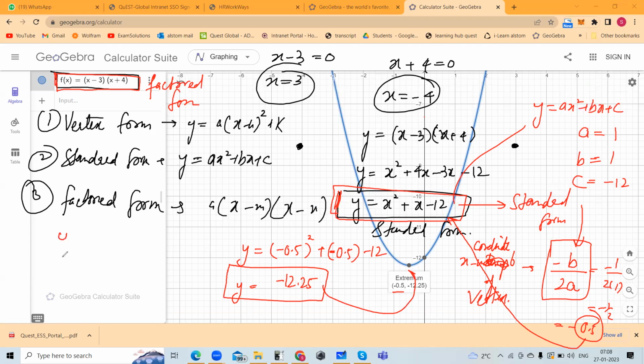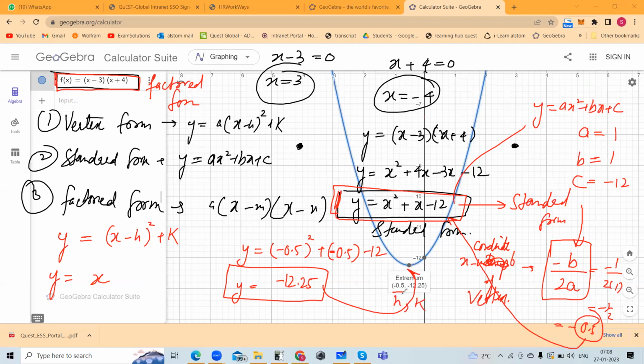Now we can write the equation. We know that the vertex form is y equals x minus h whole squared plus k, right? So we can write y equals x minus h. What is h? h and k is the vertex, but isn't h the x-coordinate of the vertex? Oh, yeah, I see what you mean. So this is h and this is k.